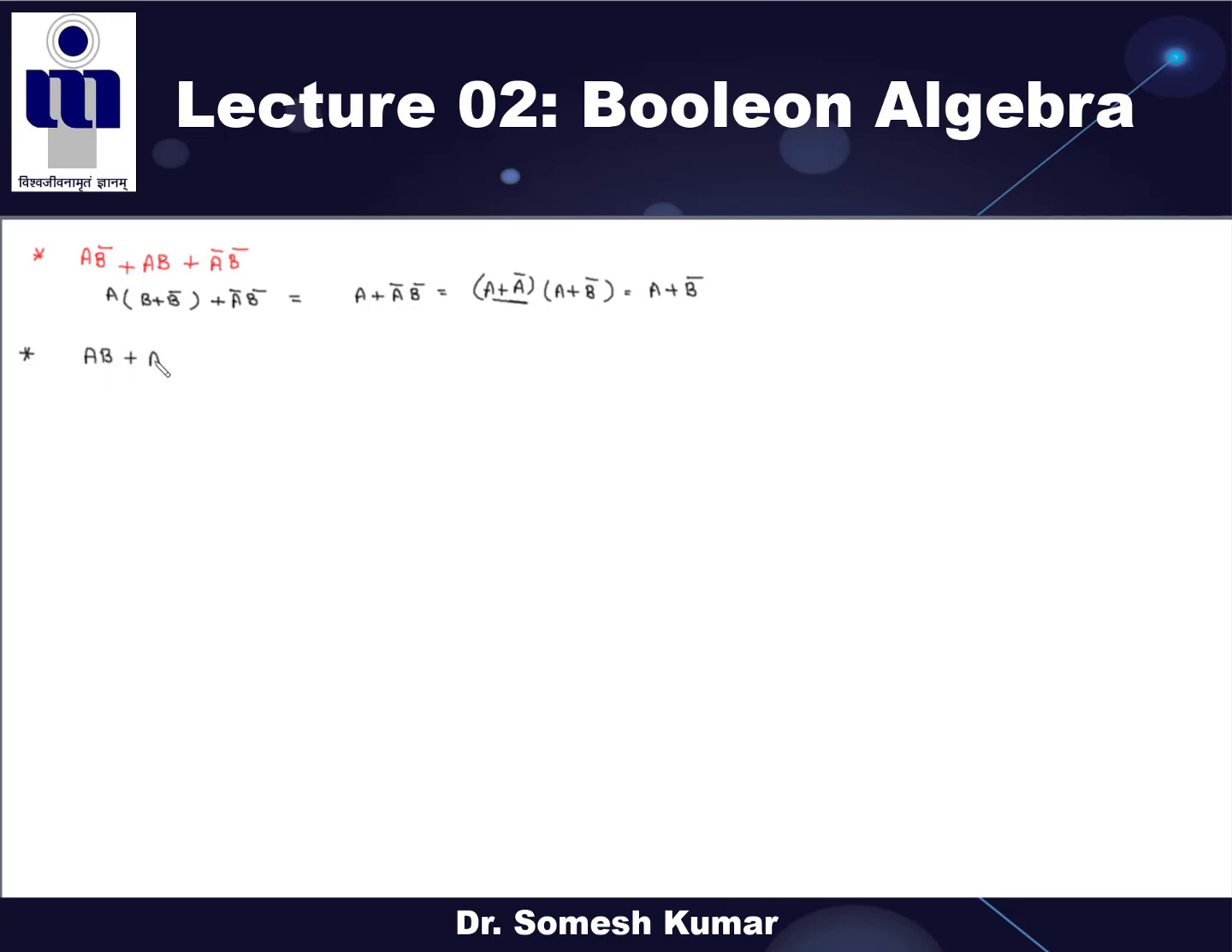AB plus A bar C plus BC. Now tell me how to minimize this. What is the minimal expression of this? From this example, I will tell you one shortcut to solve this kind of example.